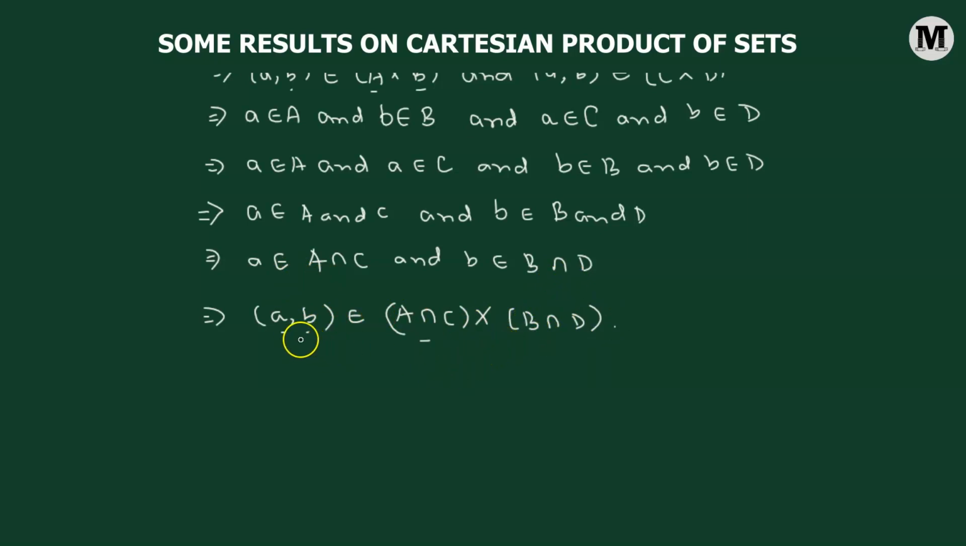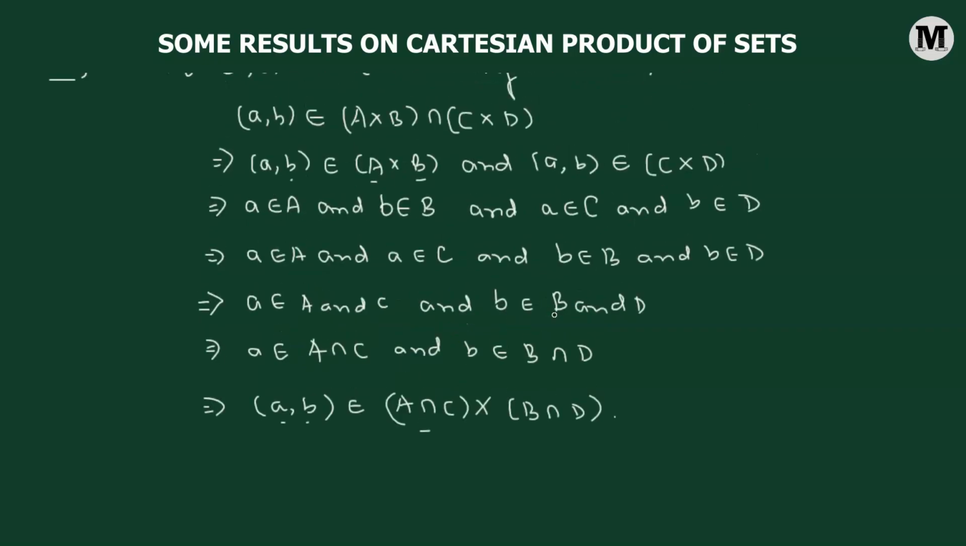This is the definition of a Cartesian product whenever an ordered pair is a member of it. So here we started out by considering an element (a, b), which is a member of the set, the Cartesian product of A and B intersection with the Cartesian product of C and D. So let's call it number 1. And then we obtain that same element is also a member of the intersection of A and C, Cartesian product with the intersection of B and D.